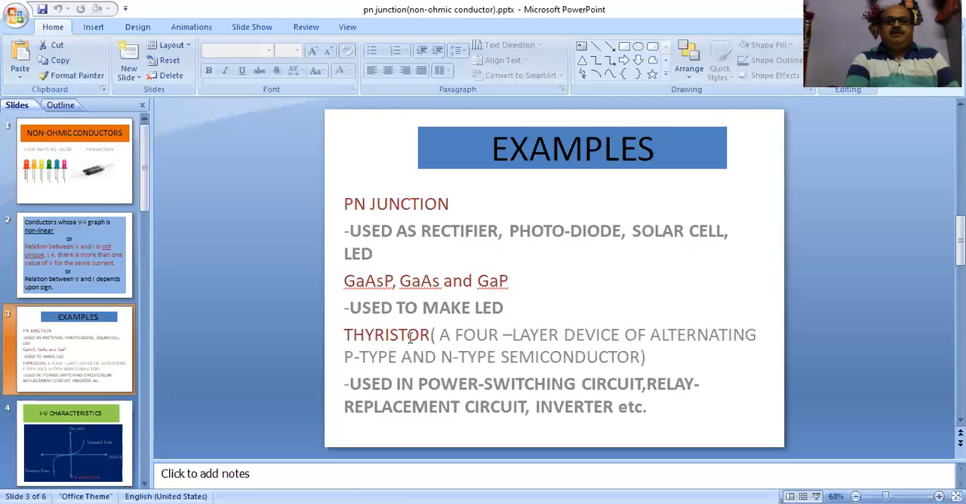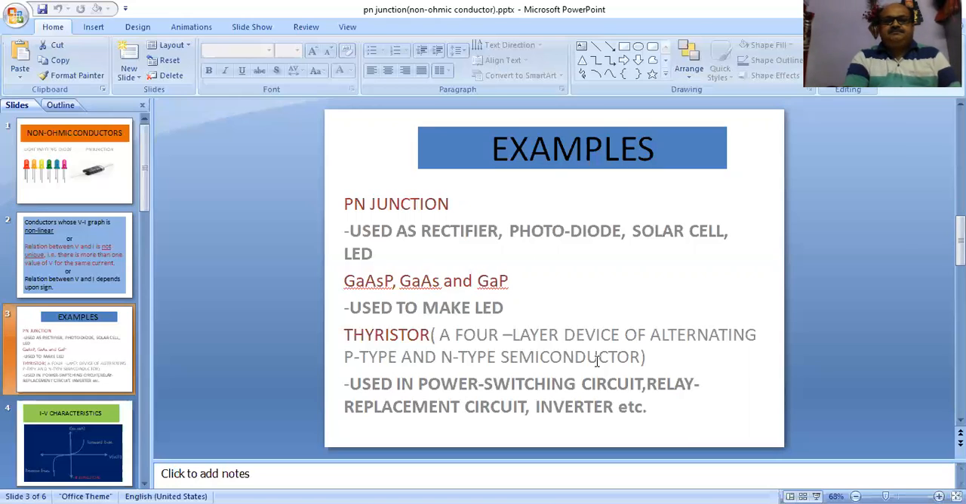The last, which is an uncommon non-ohmic conductor, is thyristor. This is a 4-layer device of alternating p-type and n-type semiconductors. It has 4 layers, first P, N, P, N. 4 alternate layers are there. And when this is connected in the circuit, this is used in power switching circuits, relay replacement circuits, inverters, etc.